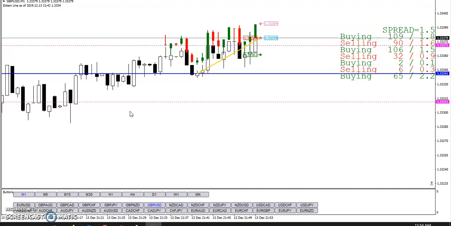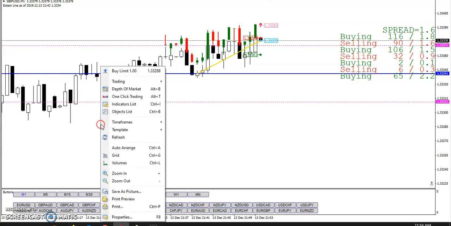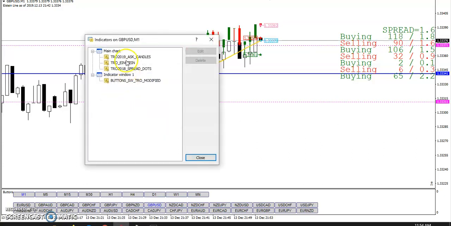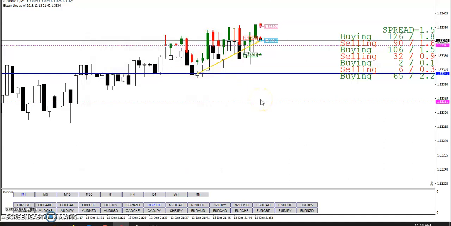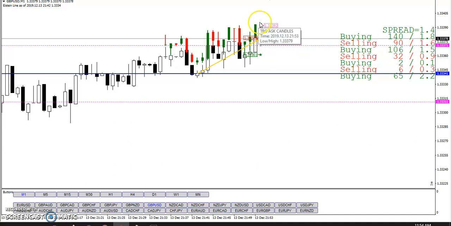I decided to go ahead and code up the TRO ASK candles indicator. I'm just testing it out, and I thought you guys might like to see it. Basically, all it's doing is plotting a candle from the bid and the ask. So actually, it's using the ask to plot the candle.